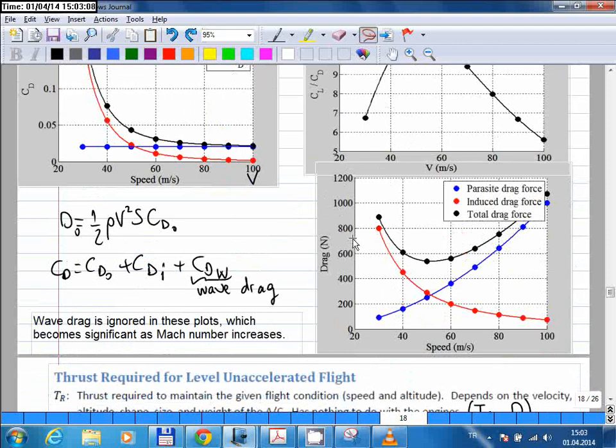So what is plotted here is the actual drag forces, the dimensional forces with the units of newtons. If you plot these values as a function of speed, this is what you get. What you see here are the parasite drag force component, the induced drag force component, and the sum of these two.